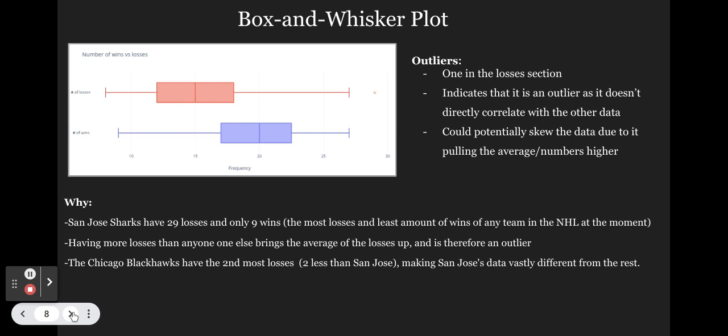Due to the fact that one of the teams has 29 losses and only 9 wins, they have the most losses and the least amount of wins of any team in the NHL at the moment. Due to having more losses than any team, it will bring the average of the losses up and is therefore an outlier. The team with the second most losses still has 2 less than San Jose, making San Jose's data different from the rest.